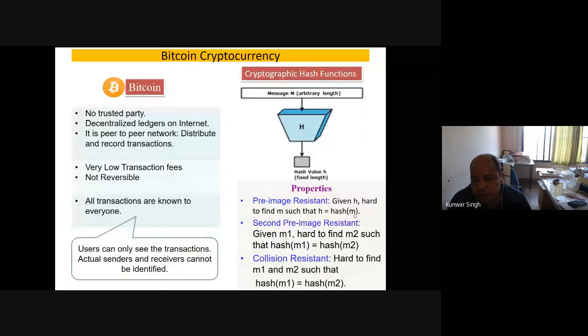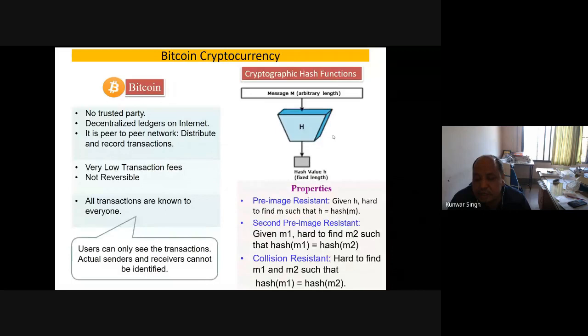Second is important. This will be used in the security of blockchain technology. Given m1, it is hard to find another message m2 such that the hashes of m1 and m2 are the same. Although it is possible that two messages have the same hash, the hash is designed in such a way that it should be hard to find. Clear? This is the one.